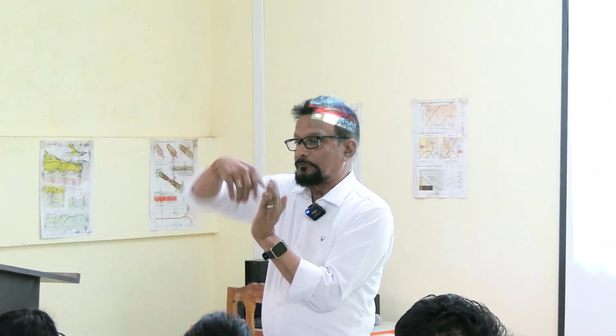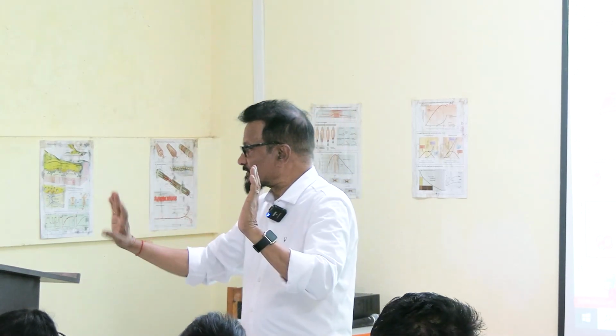First one will be closure of the AV valves. Remember, there are two AV valves: tricuspid and bicuspid. What happens? The ventricle is expanding, so the opening doesn't produce any sound. Blood will enter from the right atrium. Now the ventricle will start contracting.